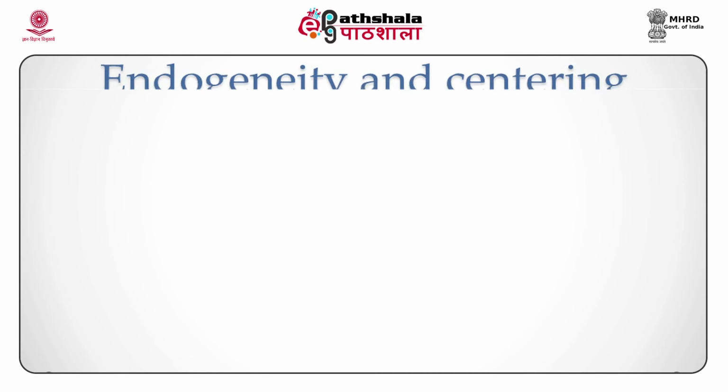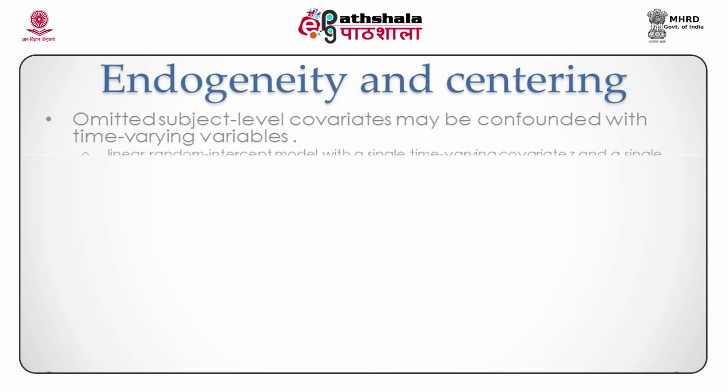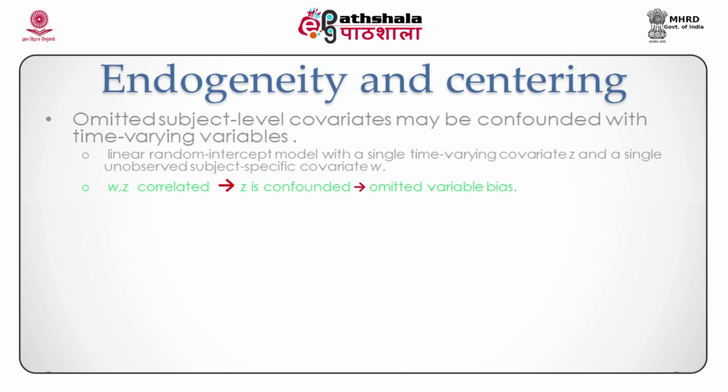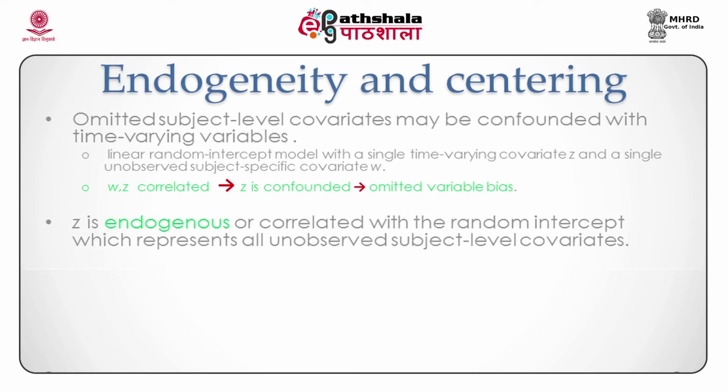Another comment is related to endogeneity and centering. Now, omitted subject level covariates may be confounded with time-varying variables. For example, assume that we have a linear random intercept model where there is only a single time-varying covariate Z and a single unobserved subject-specific covariate W. Now, W and Z correlated means that Z is confounded and hence we have omitted variable bias. Z is endogenous, or correlated with the random intercept, which represents all unobserved subject level covariates.